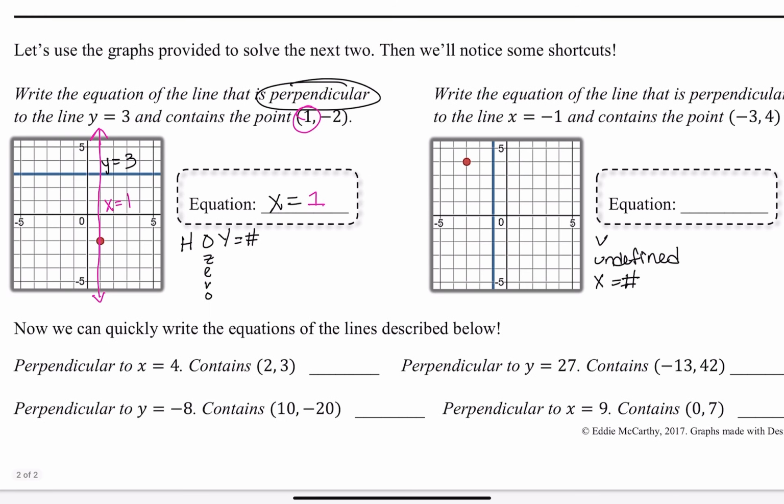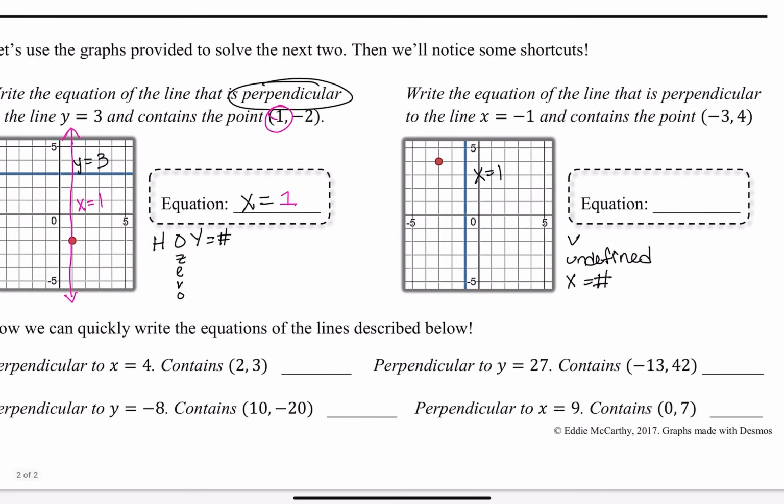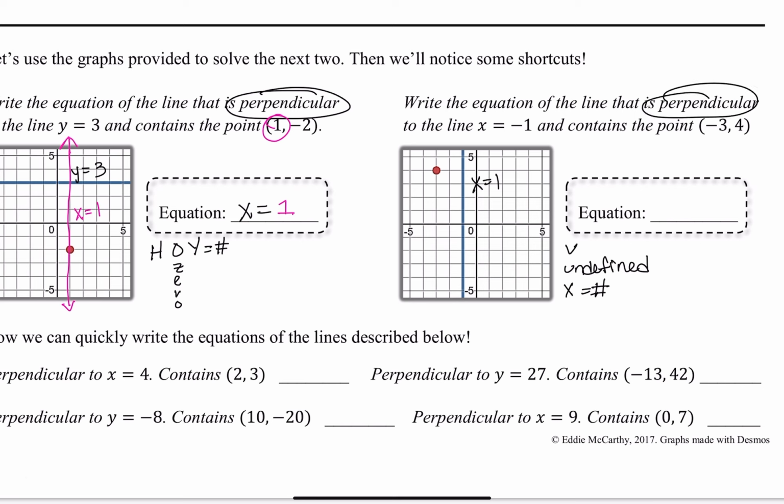Same concept with the other one. This one is x equals 1, and we're going to look for perpendicular. So the opposite of x equals becomes y equals, and then we're going to look for our y, which is 4. If you draw the line right here, that's going to be y equals 4, and they are now perpendicular.